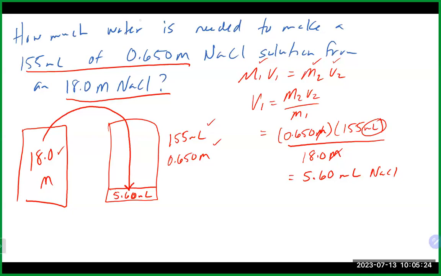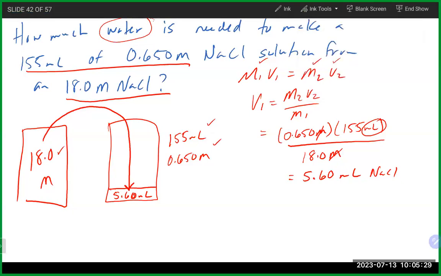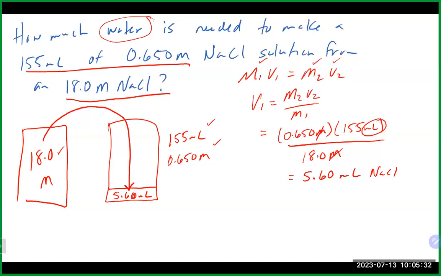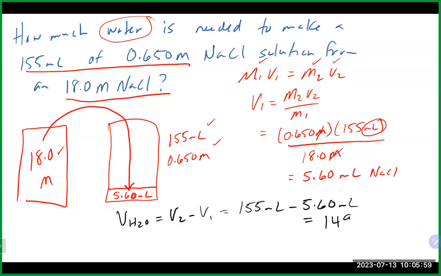We are interested though, again, and we want to be careful on these type of problems because that is the question that is usually asked or a lot of times asked, which is how much water. So we do want to figure out the volume of water by really taking our final volume and our initial volume, taking the difference. And in this case, our final volume is 155 milliliters. We already put in there 5.6 milliliters of our sodium chloride solution. So 155 minus 5.6 means that we do need to put in there about 149.4 milliliters of water.